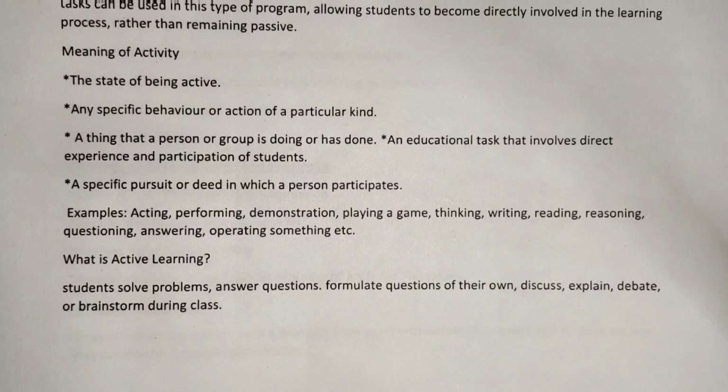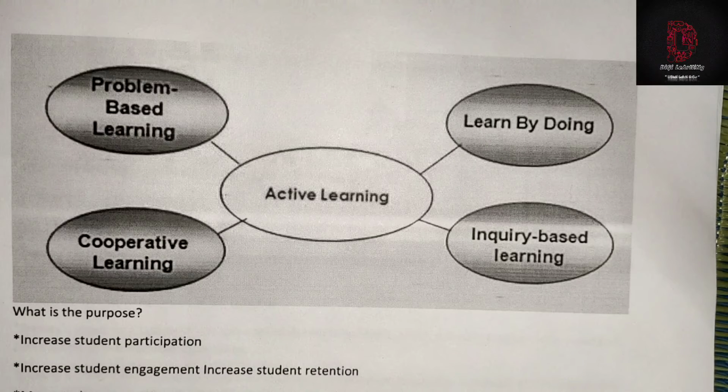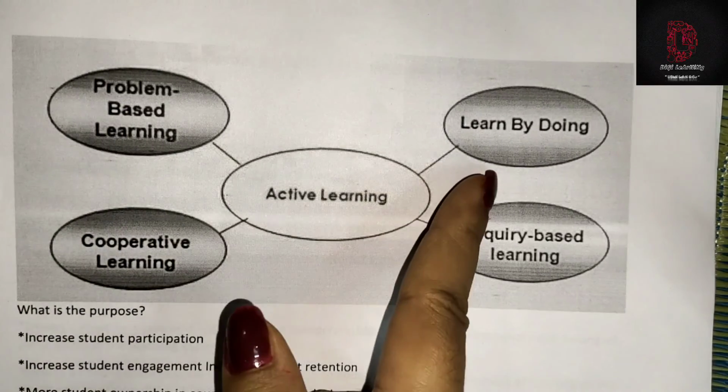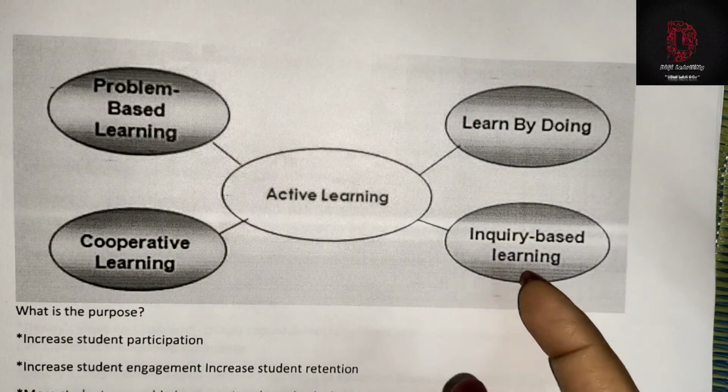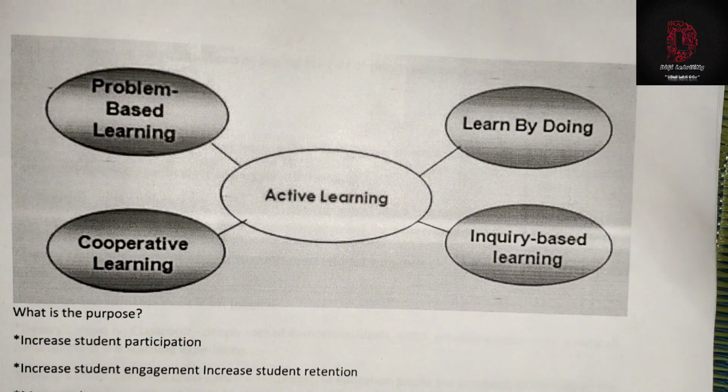Now, what is active learning? Students solve problems, answer questions, formulate questions of their own, discuss, explain, debate, or brainstorm during class. All these are active learning. See, active learning, we have divided it into four parts: problem based learning, cooperative learning, learn by doing, and query based learning. These four things come under active learning. Okay.